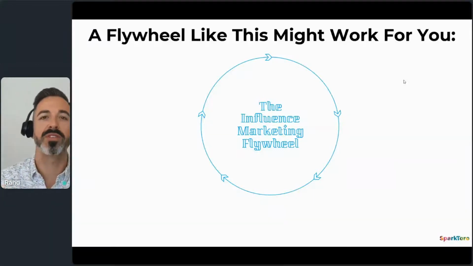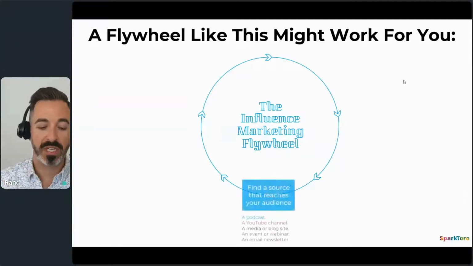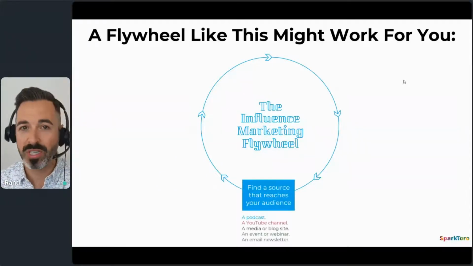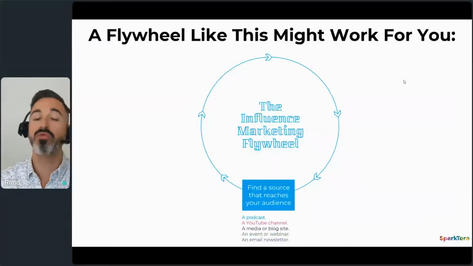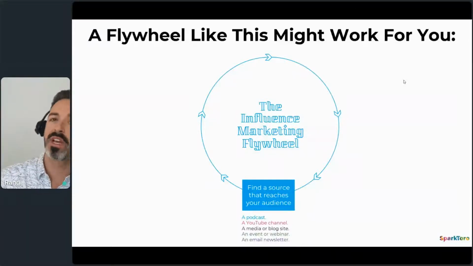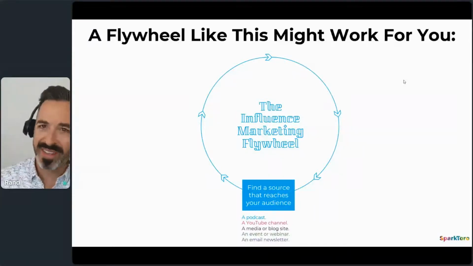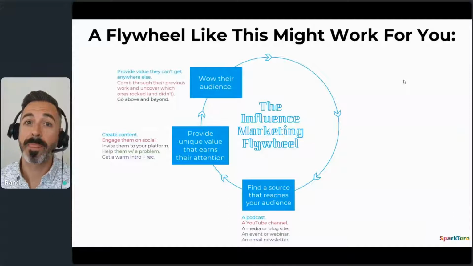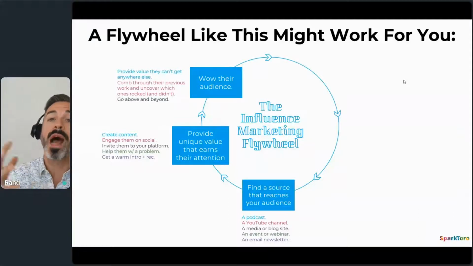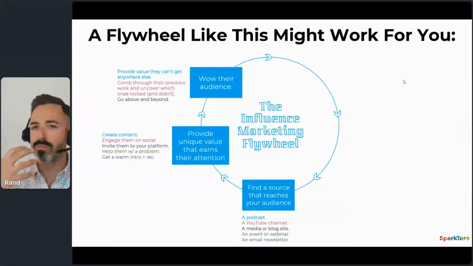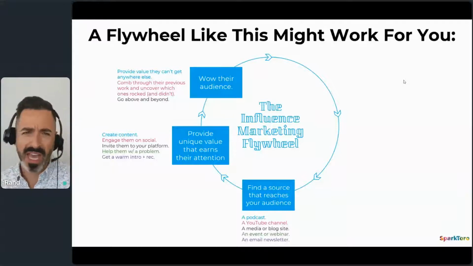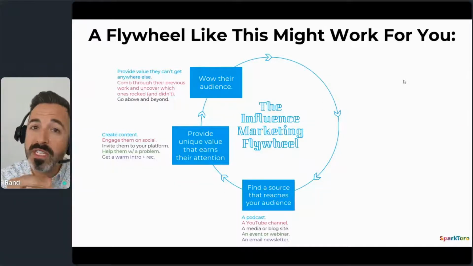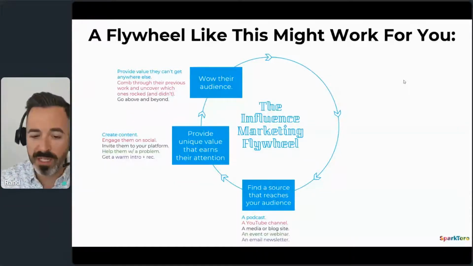We're not talking about influencers, just influencing your audience through the sources they already pay attention to. And the idea is you find a source that reaches them, right? A YouTube channel, a blog, an event, a newsletter, a webinar. And then you go provide unique value that earns their attention. And of course, you try and wow their audience, right? You go above and beyond. You provide value they can't get elsewhere. You comb through previous work that's appeared on that channel. You figure out what resonates with them.